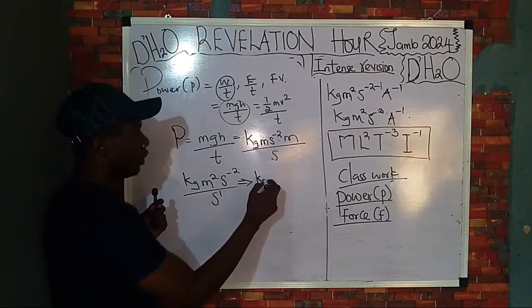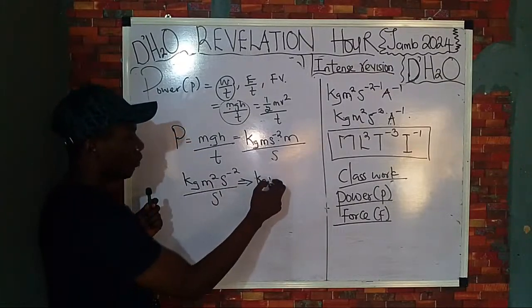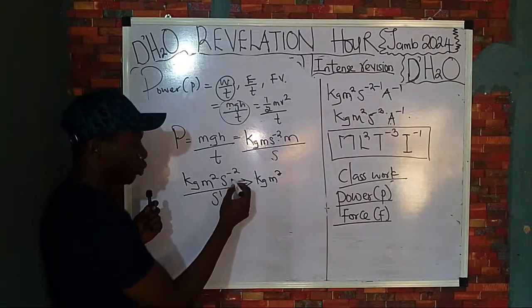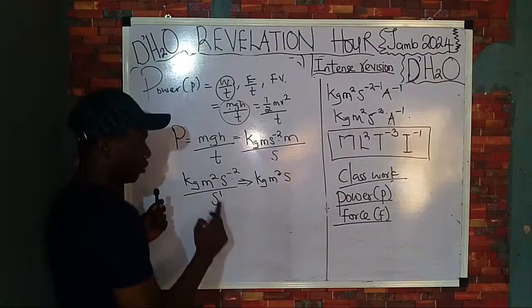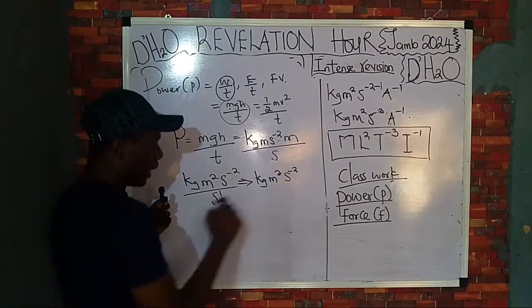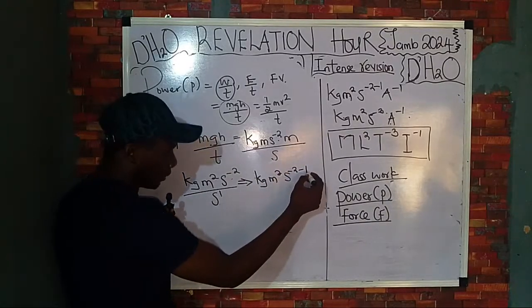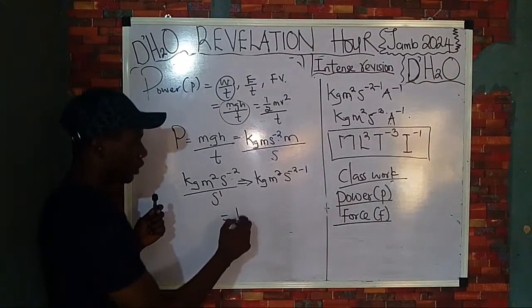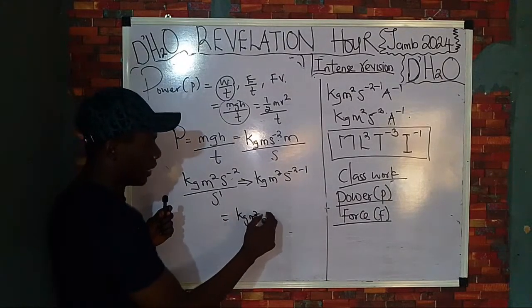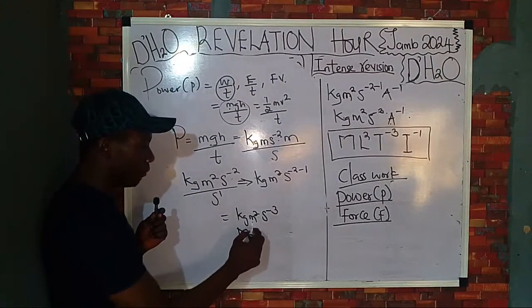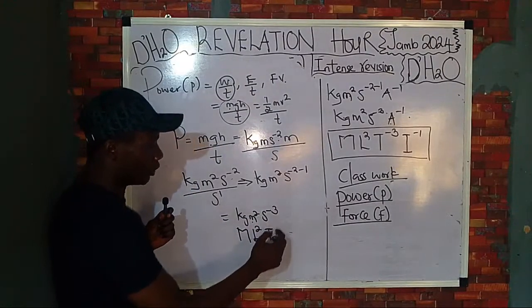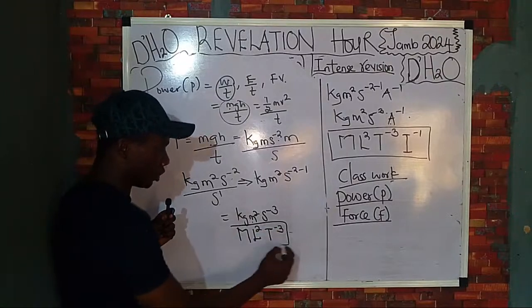You have kilogram. This is your meter square. Remember, you are combining these two. I've told you before. When you are combining, you have second raised to the power of, this is minus 2, and then this is 1. So you bring another 1. So you have kilogram meter square second raised to the power of minus 3. Kilogram is capital letter M. This is L square, and this is T raised to the power of minus 3.